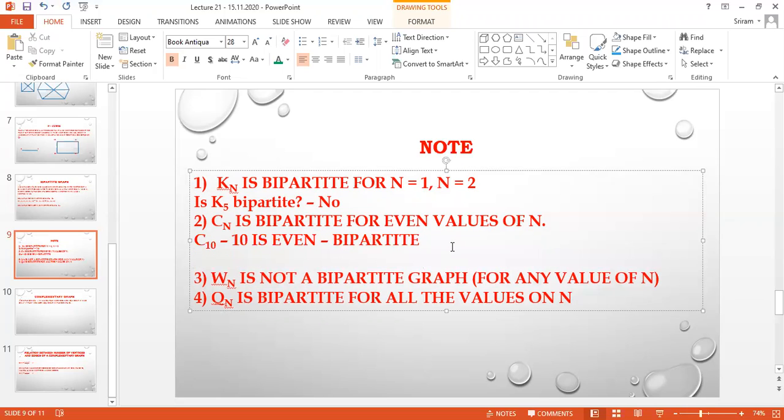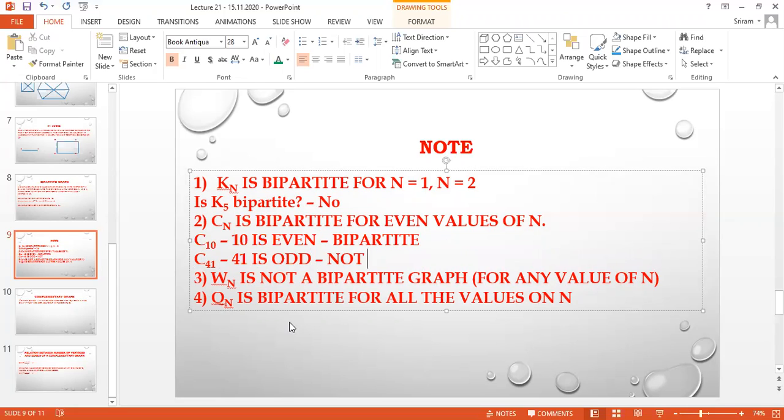I want to check what is C41. 41 is an odd number, isn't it? If I have an odd number, this is not bipartite. Understand the idea, dear?